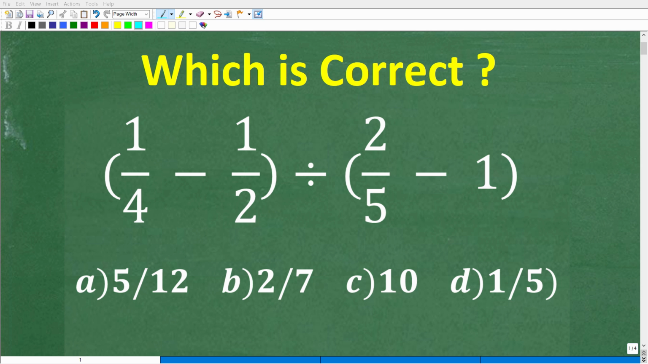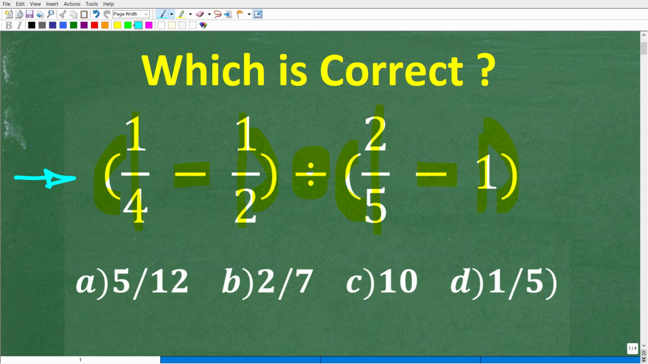All right, so put away your calculators and let's see how much basic math you actually remember. Because if you remember all those basic math skills that you once learned, you should be able to easily solve this problem without the aid of a calculator. All right, so let's take a look at the problem. We have parentheses 1/4 minus 1/2 end parentheses, divided by parentheses 2/5 minus 1 end parentheses.